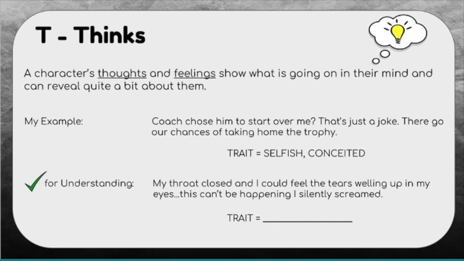So we can learn that this character is obviously sitting on the sideline. And we can tell that they're upset because the coach picked someone over him to start. They are thinking that the coach made a silly decision and that the decision is going to cost them the game, and not only the game, but also winning the trophy. This shows us that this character thinks that he's a better player, and it shows that he is selfish and conceited. He's only thinking about himself. They're only thinking about themselves, and they're saying that really they're the reason for the success of the team.